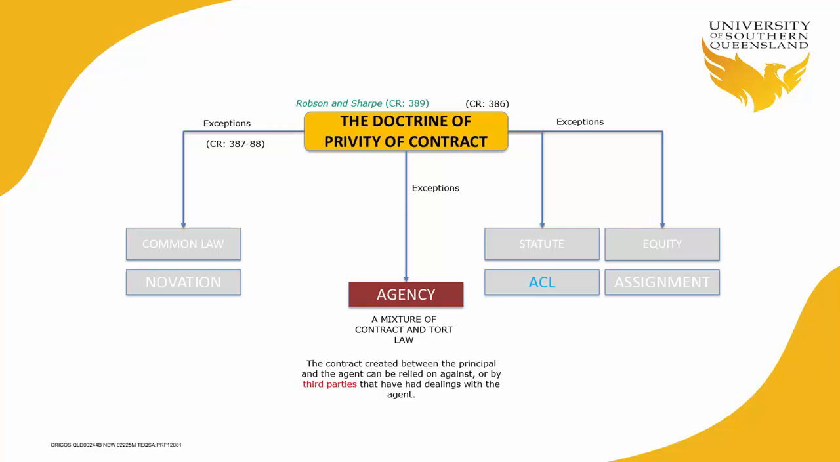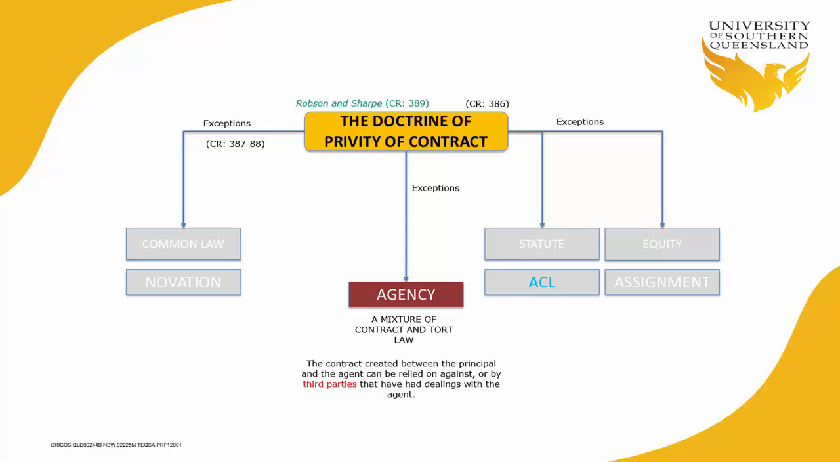So we looked at the doctrine of privity of contract in the previous lecture recording, and we said that there are exceptions to this doctrine, some of which come from common law or from statute or from equity, but there's also a whole body of law called agency law that constitutes an exception to this doctrine of privity of contract, and that's the topic that we will focus on today. So note that this is basically a mixture. This agency law is a mixture of contract and tort law.